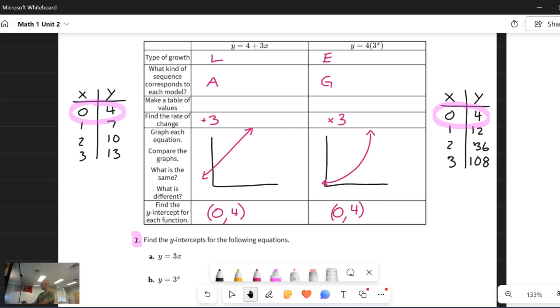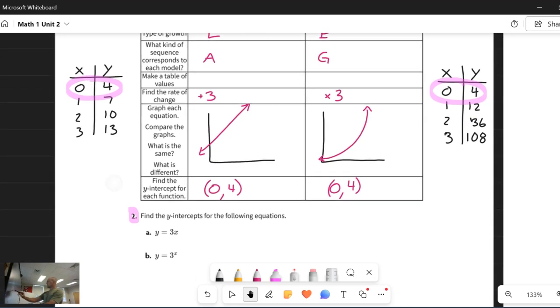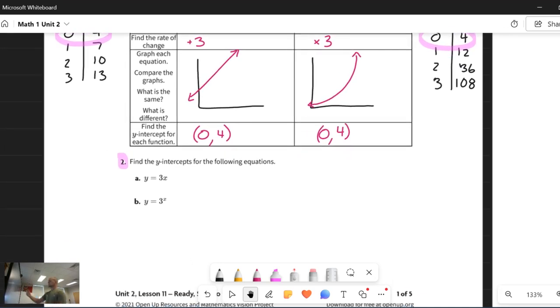Cool. So when we get back, I told you that this was going to come up again: y-intercepts for the following equations, and it wants us to solve for them. All we're doing is plugging 0 in for x. We'll go with purple. So y is equal to 3 times 0. In this case, y is equal to 0. Therefore, our y-intercept is 0, comma 0, because we plugged 0 in for x and got 0 as a y.